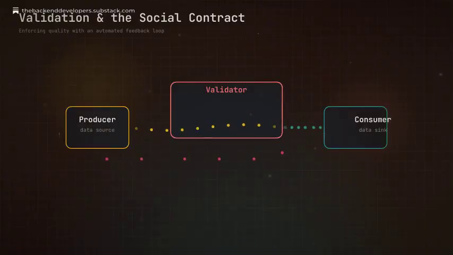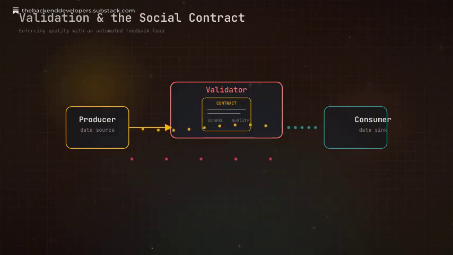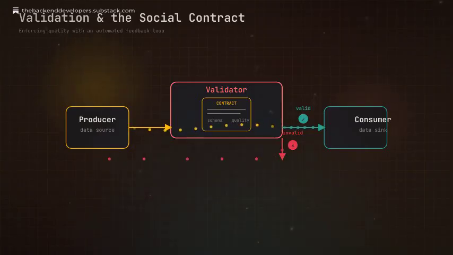But how do we enforce it? We build a validation pipeline. Incoming data flows through a validator that checks every record against the contract. Valid records pass through. Invalid ones are flagged with a violation report. The system sends an alert to the producer and creates a ticket for remediation. This turns data quality from passive monitoring into an active, automated feedback loop.